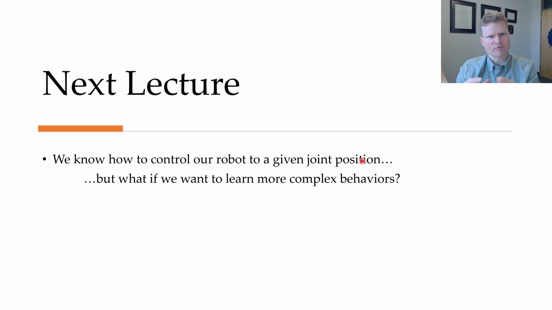And with this, we've kind of wrapped up our lectures on control. So we know how to make our robot move to a desired position. And now I want to think about maybe learning more complex behavior. So instead of just going to a desired position, how can I make my robot learn and perform more complex actions in the real world? And we'll start talking about learning in the next lecture. I look forward to seeing you there.